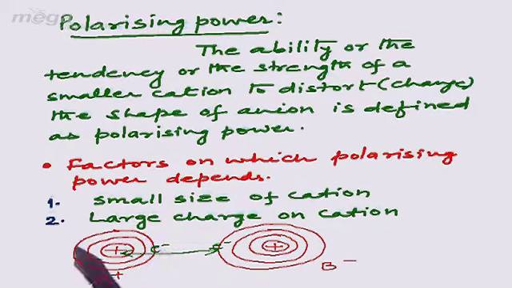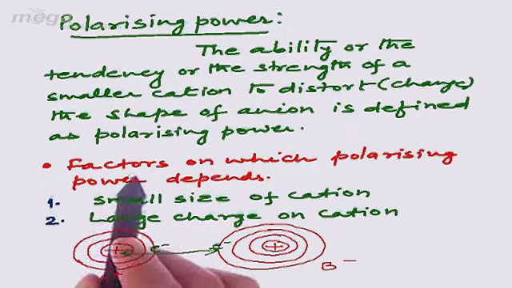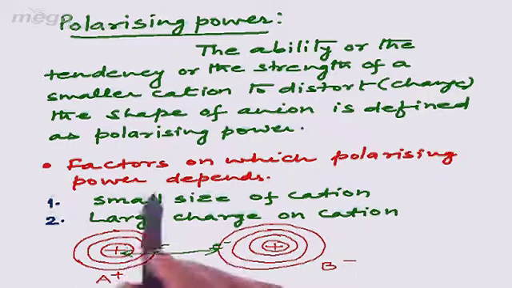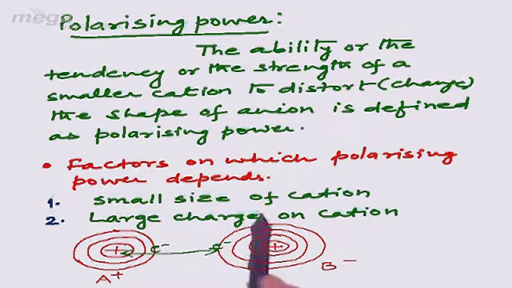More loss of electron means there will be less number of shells, and less number of shells signifies the small size of cation. And again, if the size is smaller, then in that case again there will be more polarization or more distortion made by cation to anion. So these are the two factors on which polarizing power depends. Point one is small size of cation, and second point is large charge on cation.